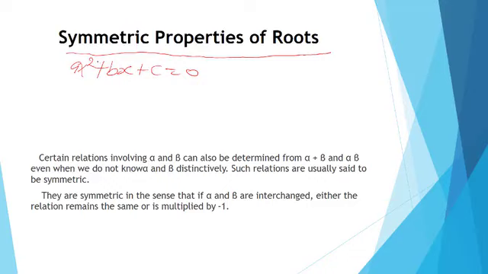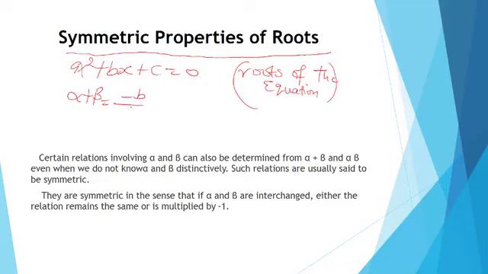We have ax squared plus bx plus c equals 0, and we concluded that when you talk about the roots of the equation, there's a general solution that goes this way: alpha plus beta is equal to minus b all over a, and alpha beta is equal to c all over a. This is for sum of roots, and this is for product of roots.